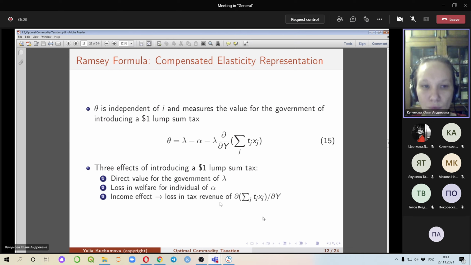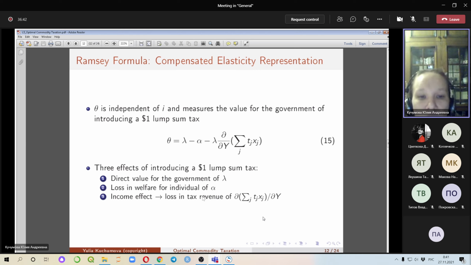We need to discuss, before we move on, what is the meaning of theta. First of all, we need to emphasize that theta is independent of I, and it actually measures the value for the government of introducing one lump sum tax of $1, right? $1 lump sum tax.